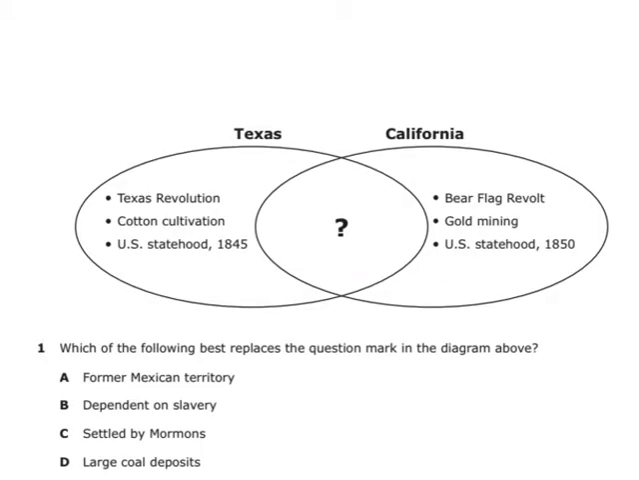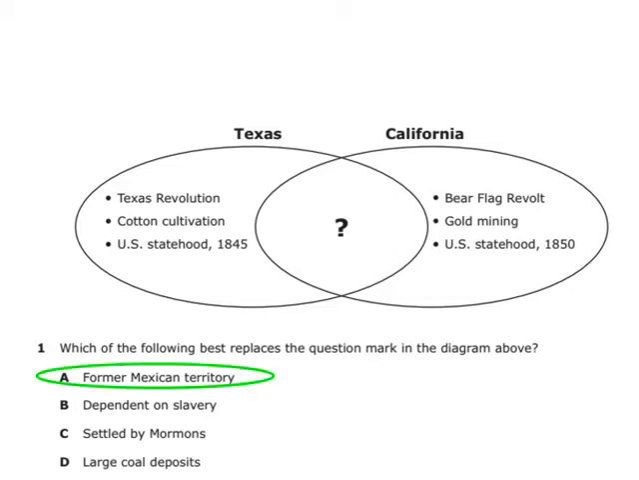First question, Texas and California. Texas: Texas Revolution, cotton cultivation, U.S. statehood in 1845. California: Bear Flag Revolt, gold mining, U.S. statehood, 1850. And then the circles merge and you have a question mark. Which of the following best replaces the question mark in the diagram above?